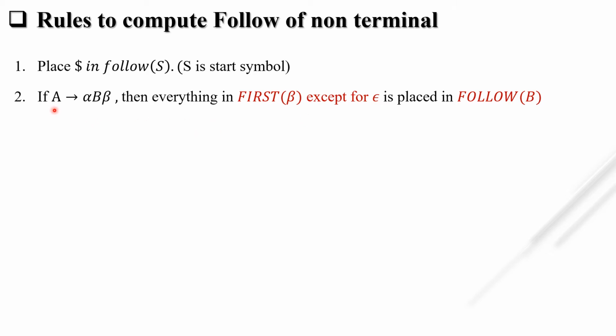So if A tends to alpha B beta, then everything in the first of beta except null is placed in the follow of B. Suppose we are finding the follow of B. Then what is the follow of B? Beta. We have to check the right hand side, not the left hand side. We have to check the follow position as a right hand side. So when we check the follow position of capital B, what do we find? Beta. So everything in the first of beta will be put in the follow of capital B according to this rule number 2.